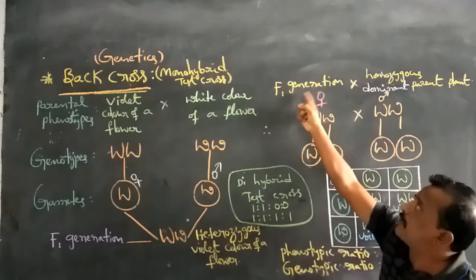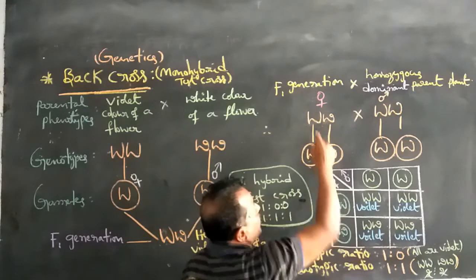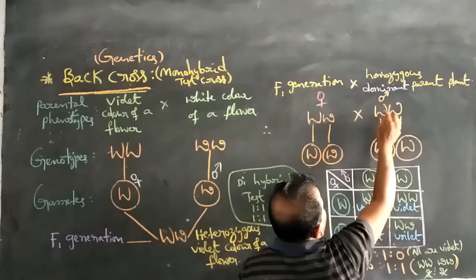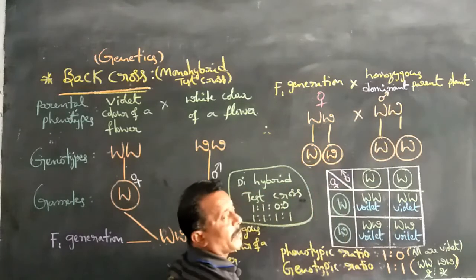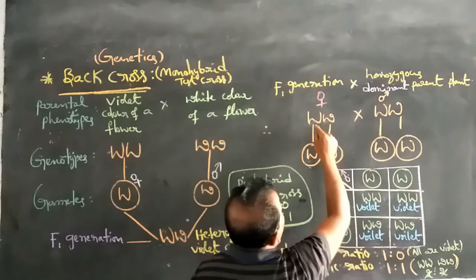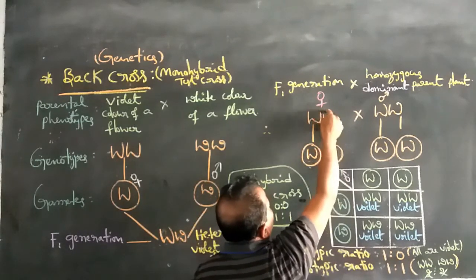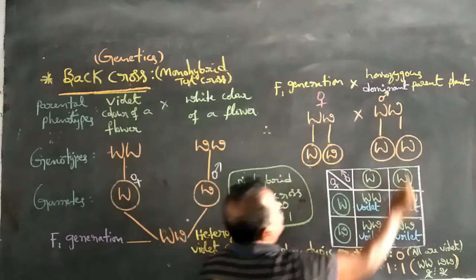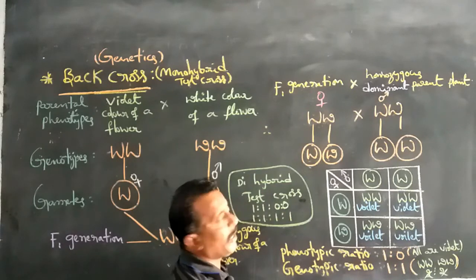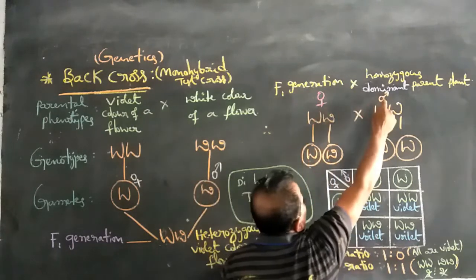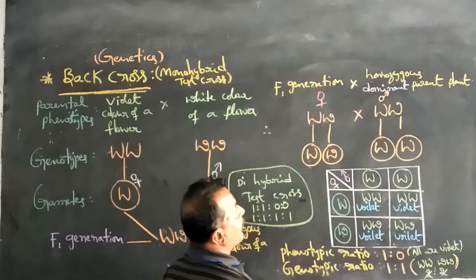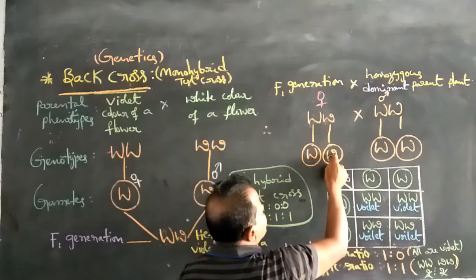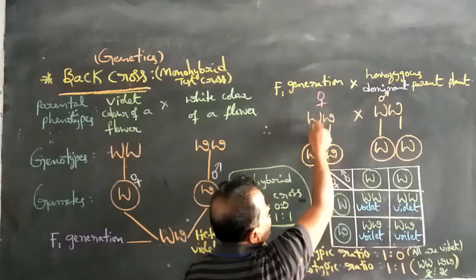Here the F1 generation genotype is capital W small w, and the homozygous dominant parent plant genotype is capital W capital W. Capital W small w acts as the female gametes, and capital W capital W acts as the male parent plant. This is a female parent plant, this is a male parent plant. Capital W small w genotype will produce two types of gametes.